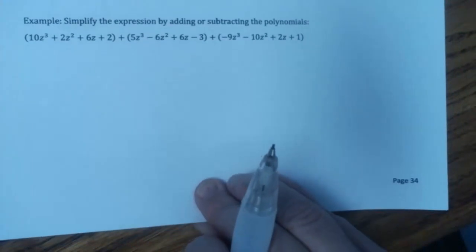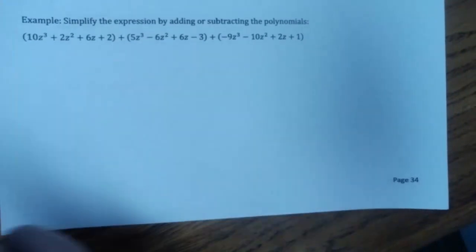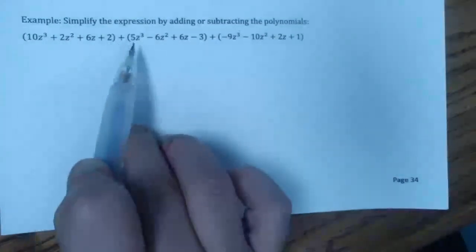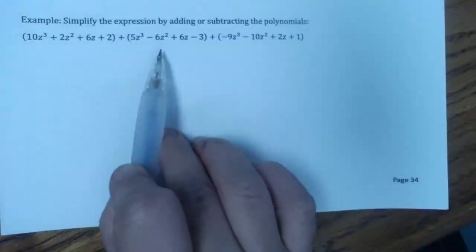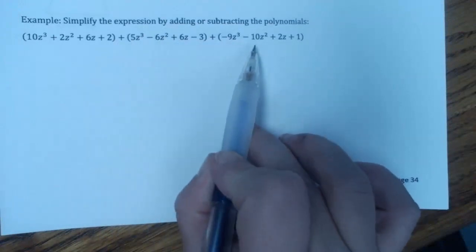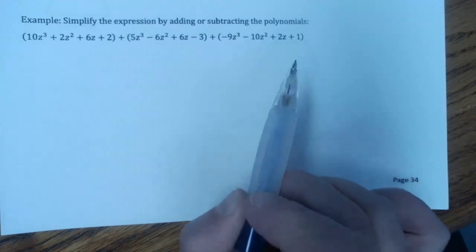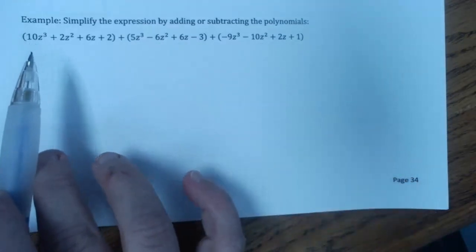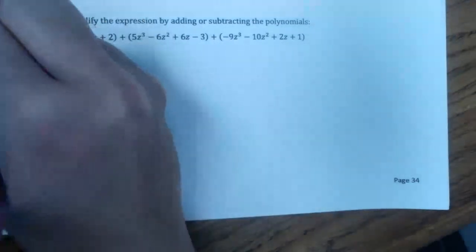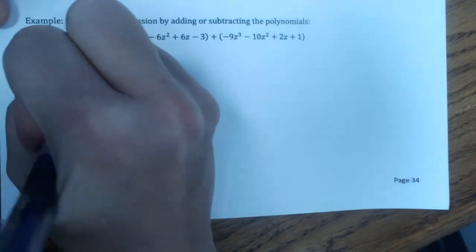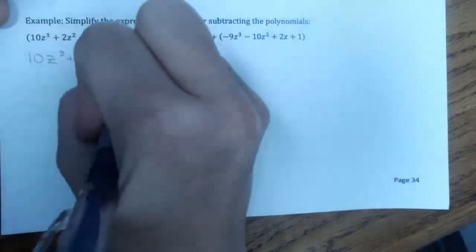Same thing for the next one. Simplify the expression by adding or subtracting the polynomials. 10z cubed plus 2z squared plus 6z plus 2, plus 5z cubed minus 6z squared plus 6z minus 3, plus negative 9z cubed minus 10z squared plus 2z plus 1. Again, there's nothing outside of this first set of parentheses to distribute besides a positive 1. So it's going to stay 10z cubed plus 2z squared plus 6z plus 2.